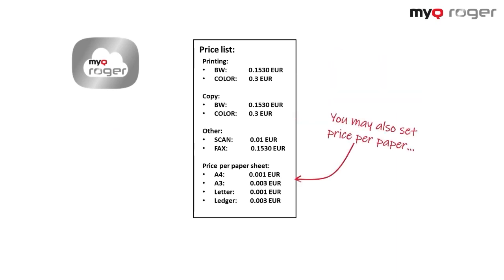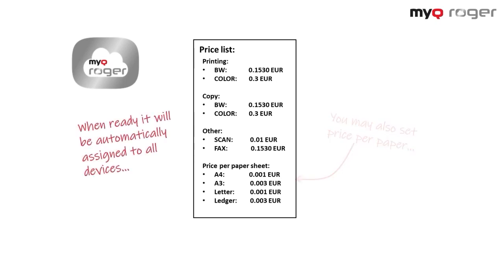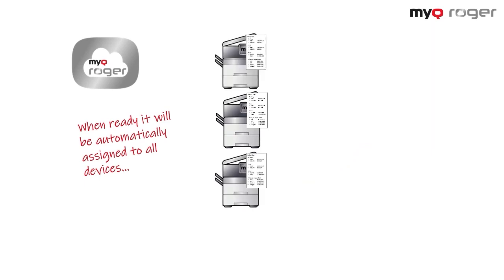On top of that, there's an option to define a price per paper sheet. So for every used sheet of paper, the price can be as well increased. And of course, it covers the European formats like A4 or A3, or the Americans like the letter, ledger, or folio. Now, when the price list is prepared, it will be automatically assigned to all your machines.